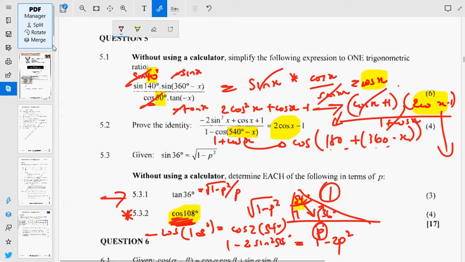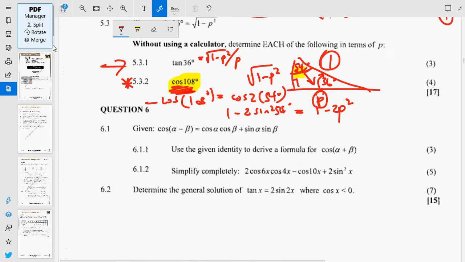And let's move on to question 6. Now, question 6 is a very tricky question. Okay, I think it was quite a tricky question. So in this particular question, you are given that cos alpha minus beta is this. And they ask you to derive the formula for cos alpha plus beta.